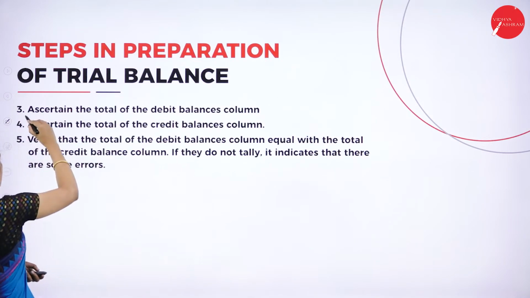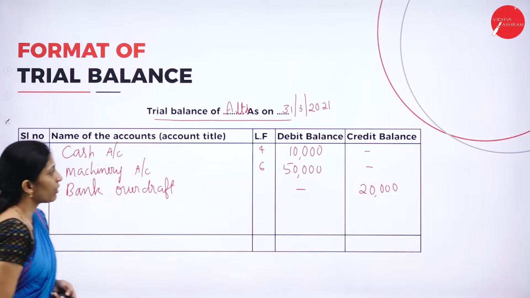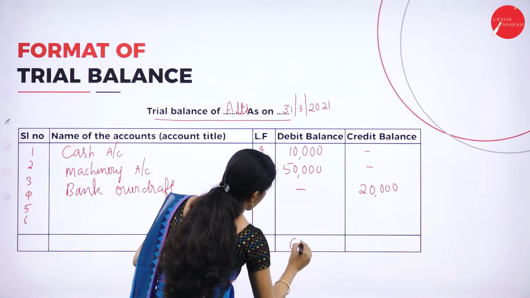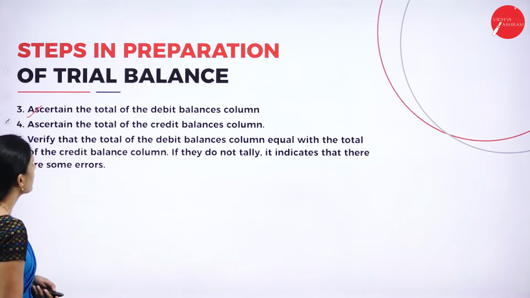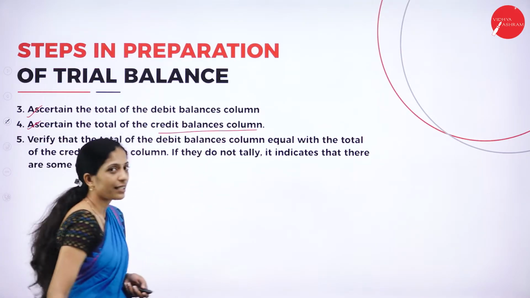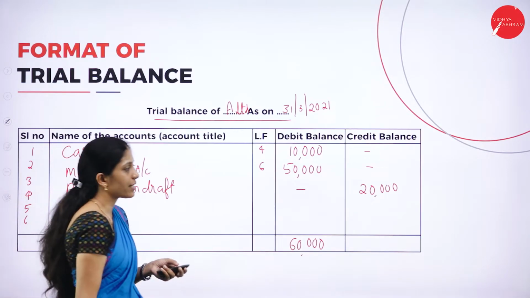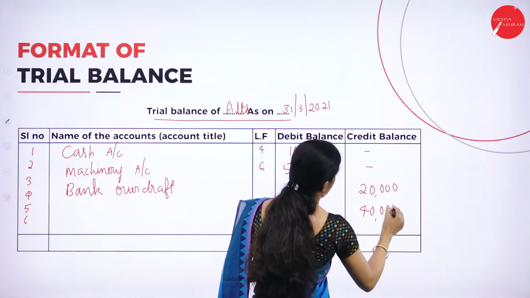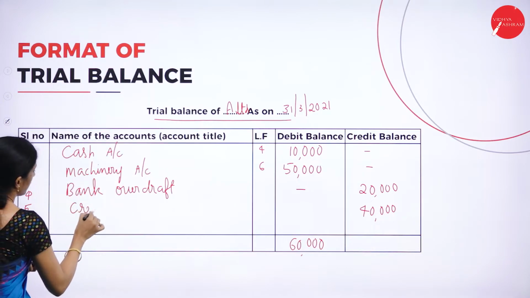The next step is to ascertain the total of the debit balance column. Next, what you have to do? You have to ascertain the total of the debit balance column. So here it is 60,000. After that, ascertain the total of the credit balance column. We have to make sure of the total of the credit balance column. Let us assume that there is something called 40,000 here. Let us take it as creditors so that our trial balance will be equal. So this is creditors.